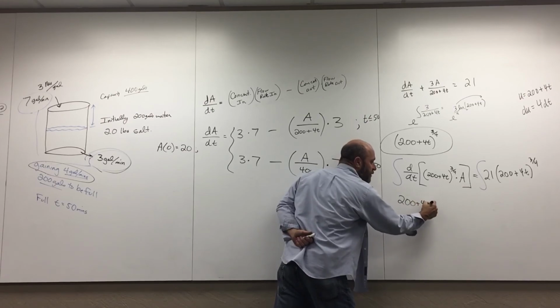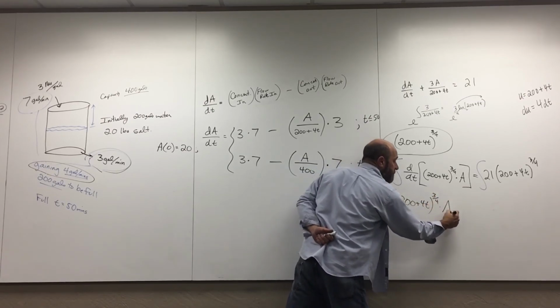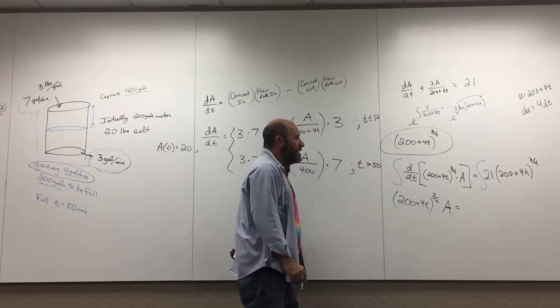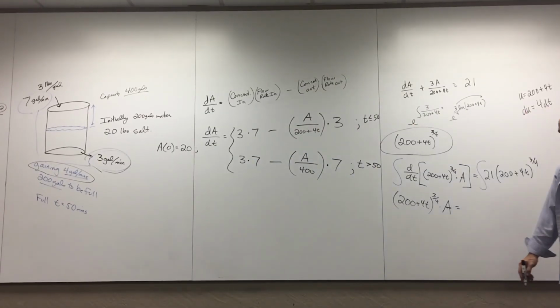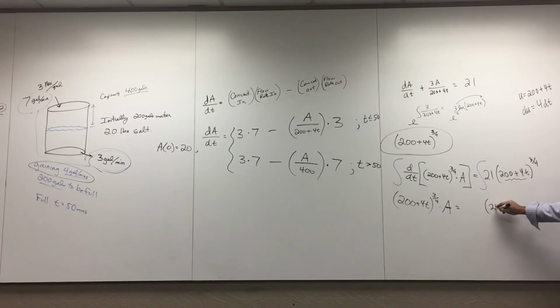200 plus 4t to the 3/4 times A equals... Integrate this. I'm doing this in my head, you guys. I like to take some shortcuts since we're finally in differential equations. I don't like to write out all my steps here. What I'm doing is a little u substitution on this. And so it's u to the 3/4. How do you integrate a u to the 3/4? You add 1 to it, so it's 7/4. Then you have to divide by 7/4 or multiply by 4/7.